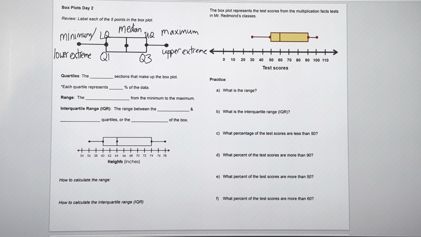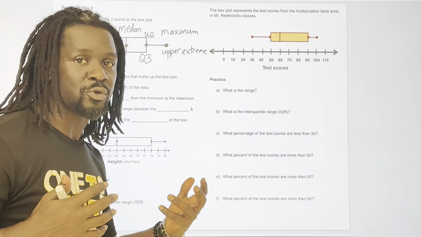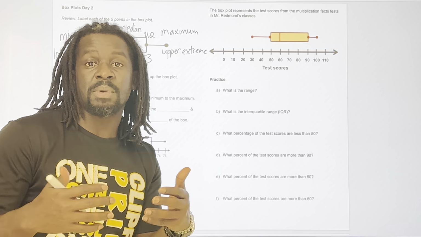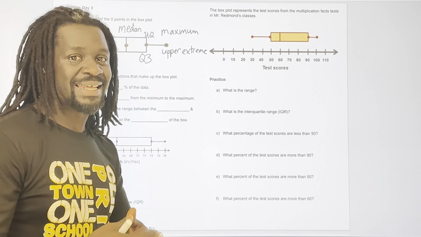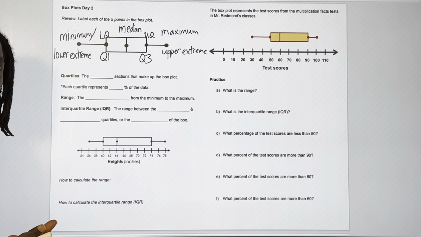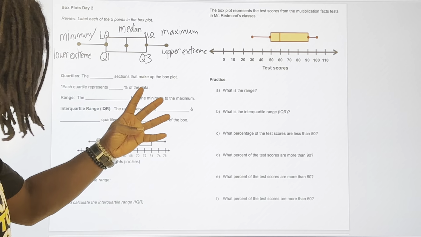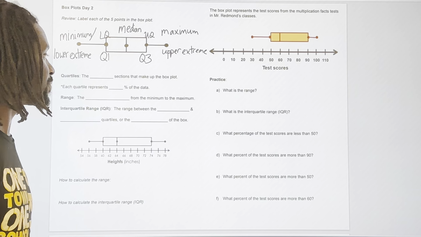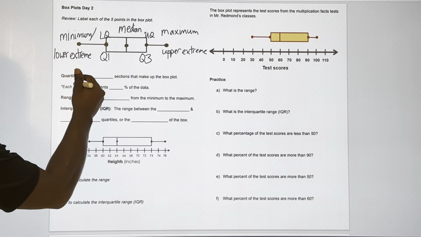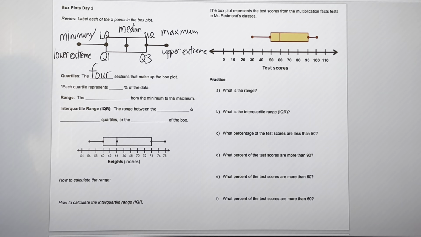Now, quartiles. When you hear quartile, what word do you think of? Maybe you think of quarter. If you think of quarter, that will be really helpful. How many quarters does it take to make $1? Well, 4. So quart often refers to 4. So quartile is the 4 sections that make up the box plot.